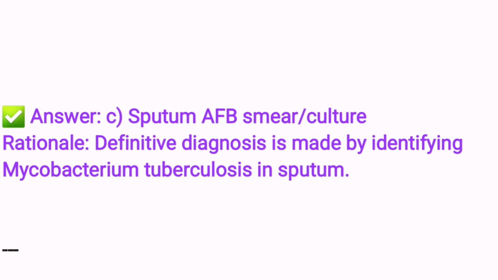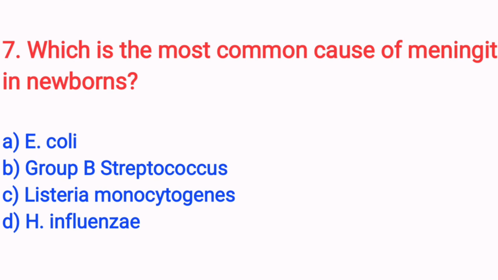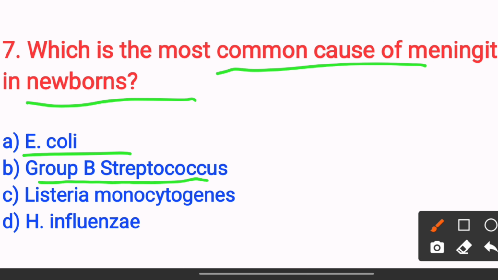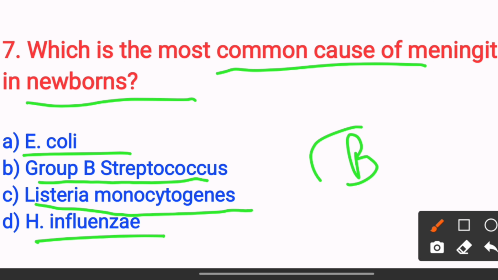Next, which is the most common cause of meningitis in newborns? Option A E. coli, option B group B streptococcus, option C Listeria monocytogenes, option D H. influenzae. The answer is option B group B streptococcus.